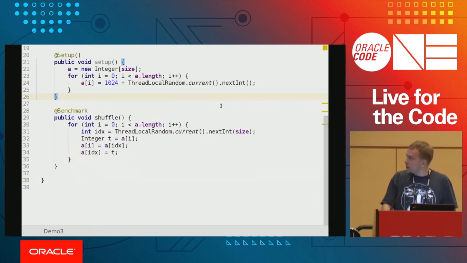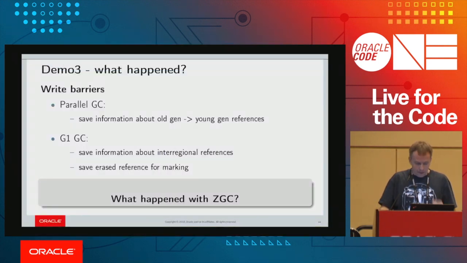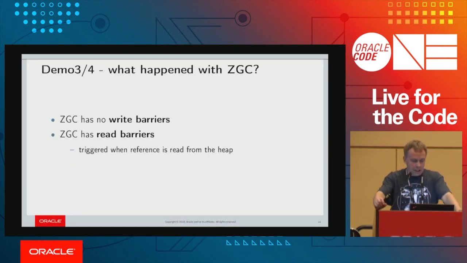In our demonstration number 3, we don't only write. Of course, before writing something, if we shuffle elements, we have to read it. We have a read barrier, but it's significantly faster than the write barriers of other garbage collectors. So ZGC has no write barriers and has a read barrier when we read references from the heap. If we are reading references from, for example, a local variable inside our Java code, there is no read barrier because it's not from the heap. Only reading references from the heap.